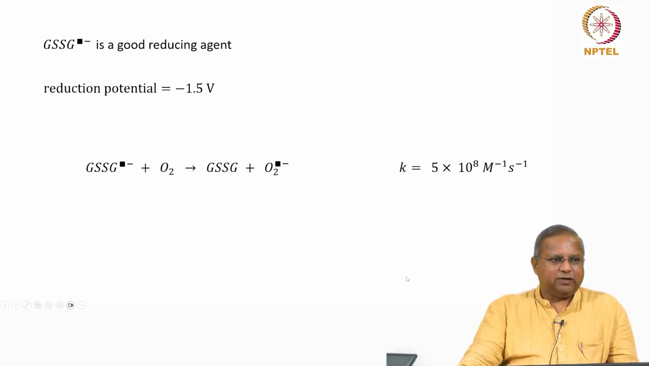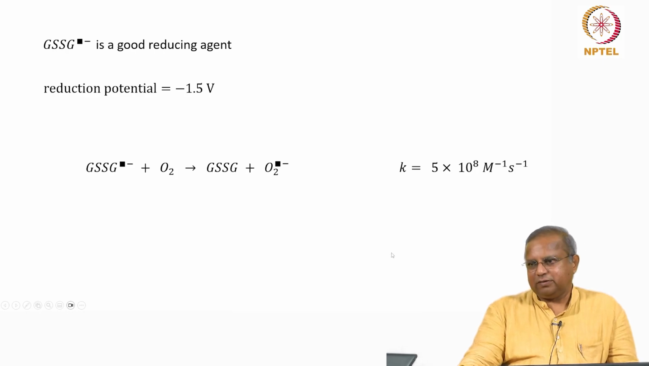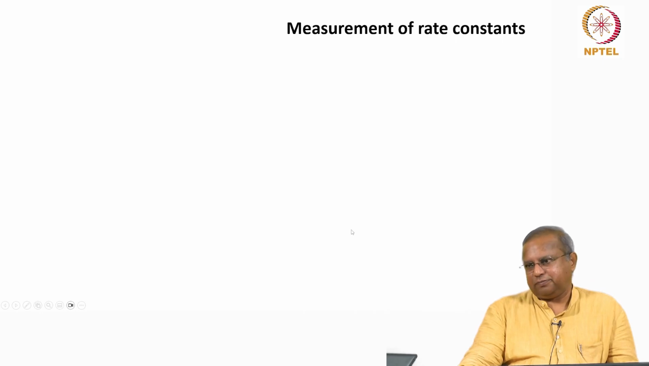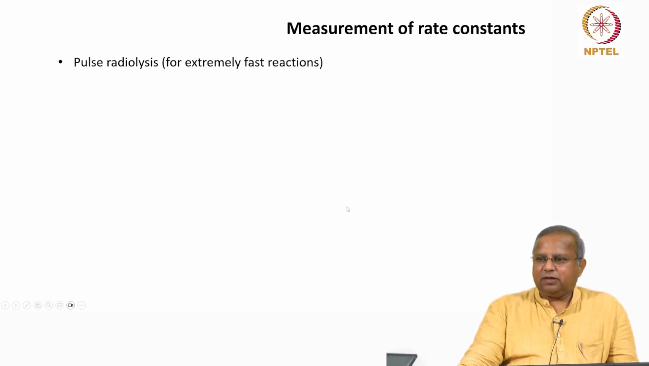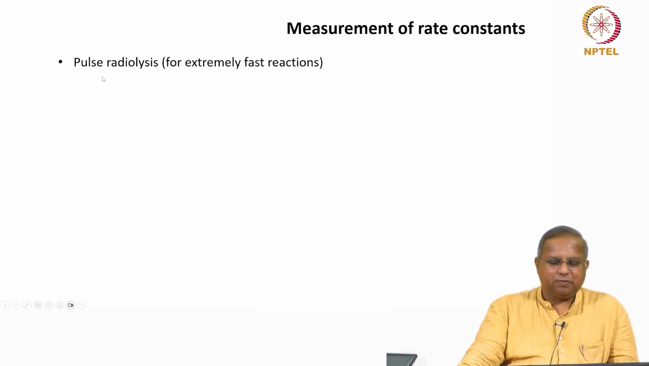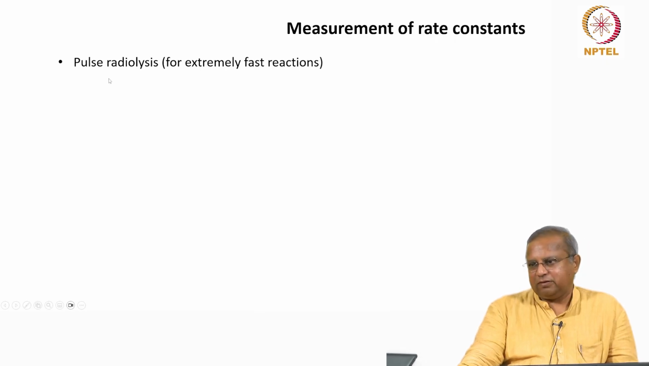So, these are the various reactions, and we also saw the rate constants being very high. How are these rate constants measured? It is a very important aspect. There are two major methods by which these high rate constants are measured. If it is 10 power 4 and higher or 10 power 6 and higher, pulse radiolysis is used. Yeah, 10 power 6, 10 power 8 and higher. Pulse radiolysis is used for extremely fast reactions.